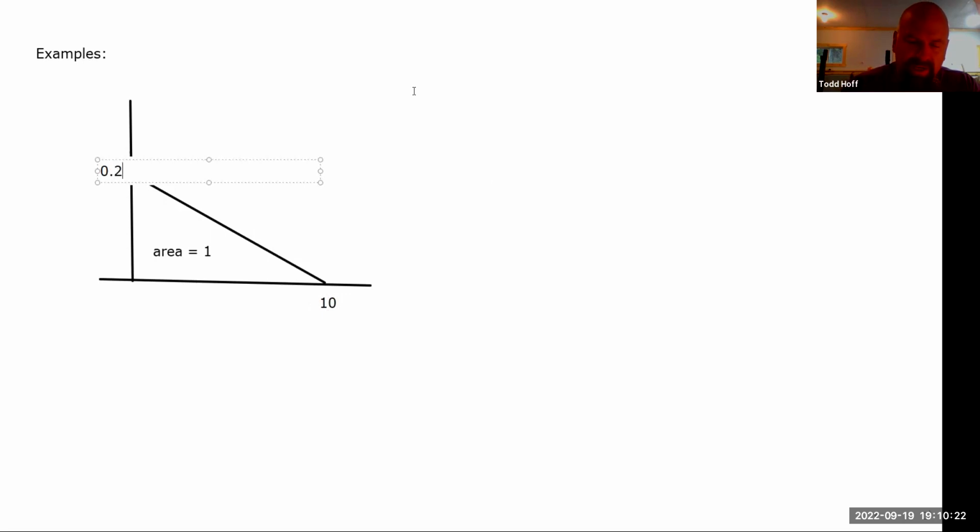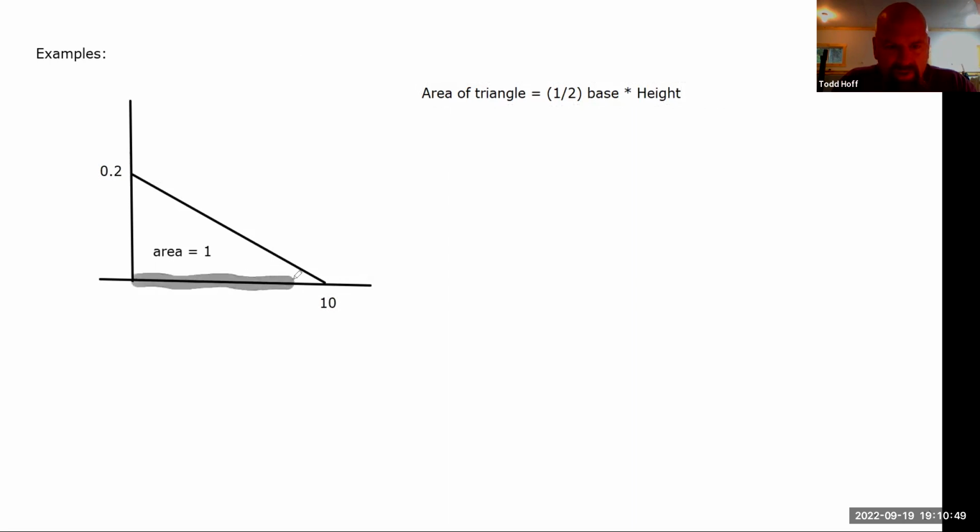Because remember, area of a triangle is equal to 1/2 times the base times the height. So the base of 10 times the height of 0.2 would be 2, and then 1/2 of that would be 1. Typically this happens a lot where we're given this distance, whether it's in a triangular distribution or a rectangular distribution, and we have to find out this height here. And the way we do that is we know that that total area has to equal 1.